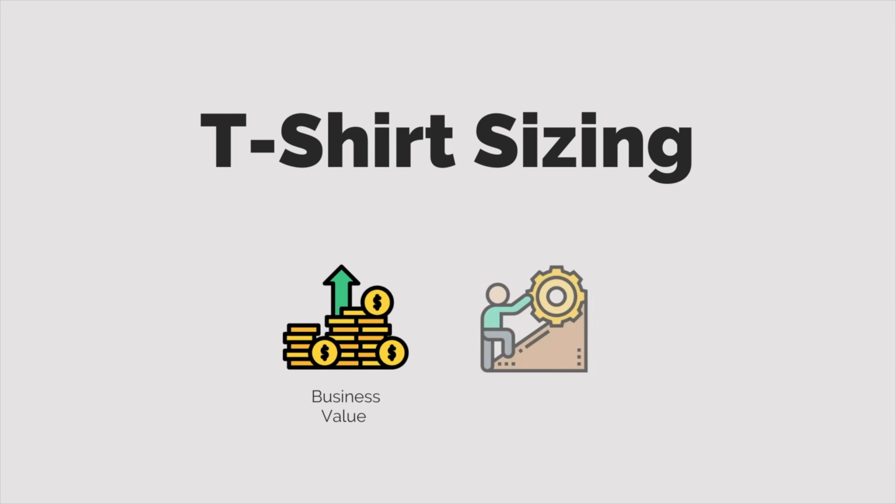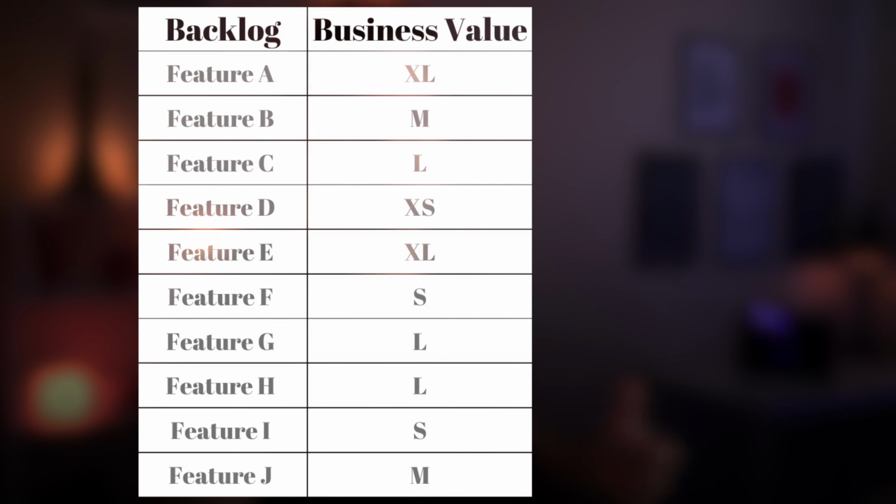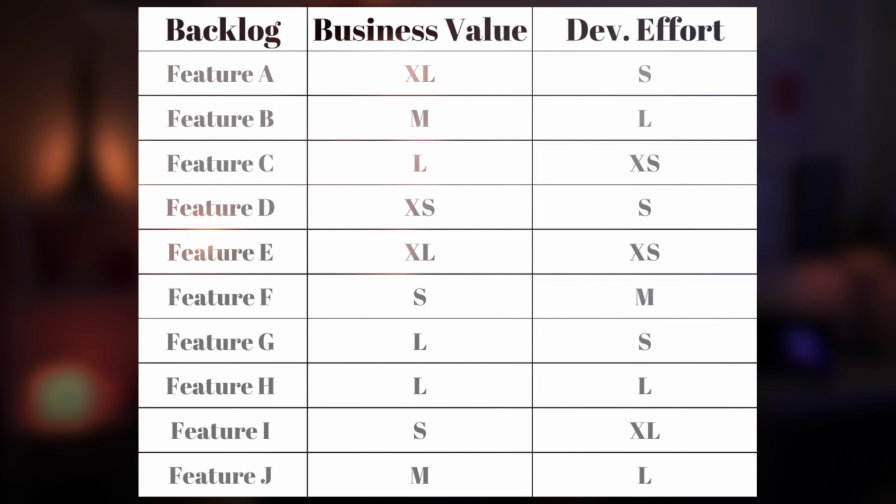For t-shirt sizing, we need 2 of the 4 criteria that we discussed earlier: the business value and the development effort. In this technique, we rank the backlog items in 2 ways. The first thing that we do is get the business stakeholders to go through and rank the items from a business perspective, assigning a t-shirt size from extra large to extra small using relative estimation. Second, in parallel, we have the development team go through and classify each item in terms of development effort required. They'll also use the t-shirt sizes from extra small to extra large.